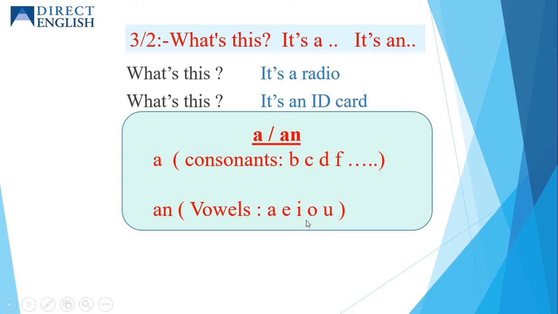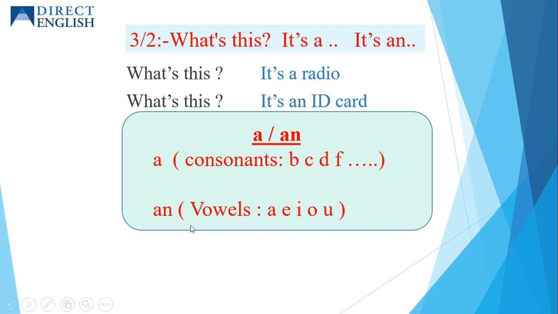Now, if the word starts with a vowel, like A or E or I or O or U, we put an before it. Example, it's an ID card. But if the word starts with a consonant, now what are the consonants? The rest of the letters, B, C, D, F, etc. We add a. For example, here we have it's a radio. Let's have more examples. So again, when do we use a? If the word starts with a consonant. When do we use an? If the word starts with a vowel.